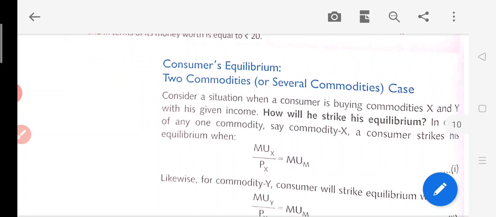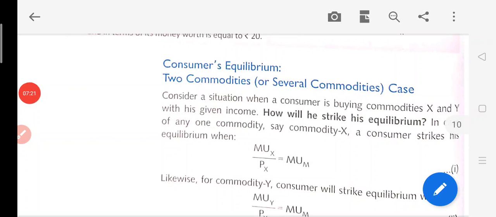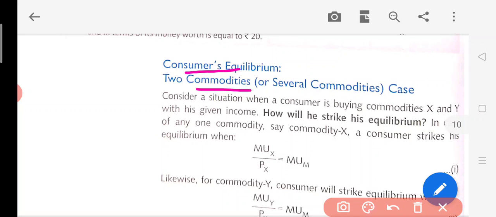Now the next question will be the consumer equilibrium in two commodity case. So what does this have to say? Now here we'll be learning about the consumer equilibrium in case of two commodities. Consider a situation when a consumer is buying commodity X and Y. Suppose with a given level of income a consumer is buying two goods. Earlier we have seen that the consumer was buying just one single commodity, and we have seen that MUX in terms of money should be equal to PX.